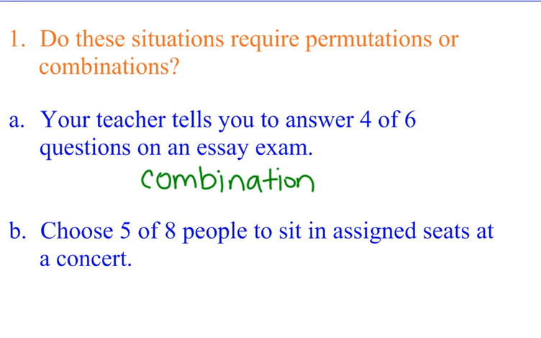Number 2, choose 5 of 8 people to sit in assigned seats at a concert. The key word here is assigned seats. Not sit in seats, but they're assigned seats. So that tells me that order does matter. So that would be an example of a permutation.